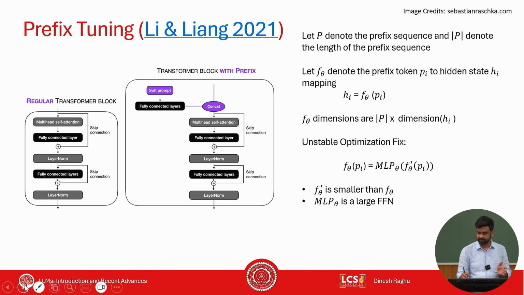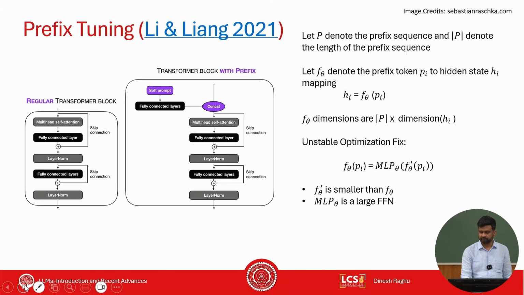Let's say that the f theta is of dimension mod p cross, let's say 200 or something, right? And then you will have 200 cross 1024, which is a hidden dimension. So 200 cross 1024 is a very high, larger parameter space than what you would have used for f theta, but then f theta prime is much smaller. So they found this to help in a much more stable training, right?